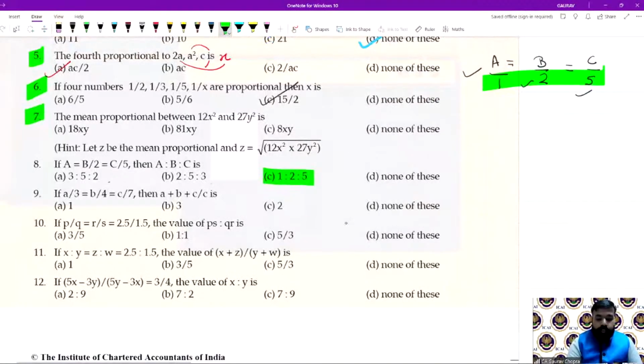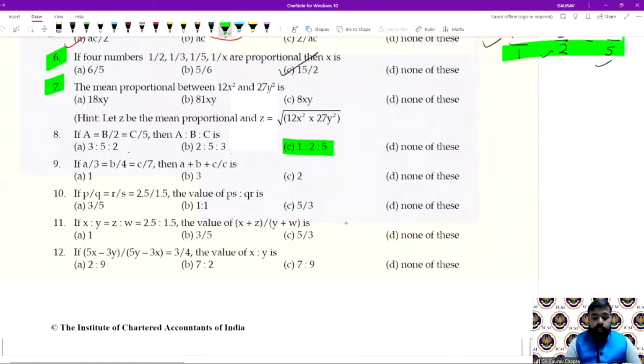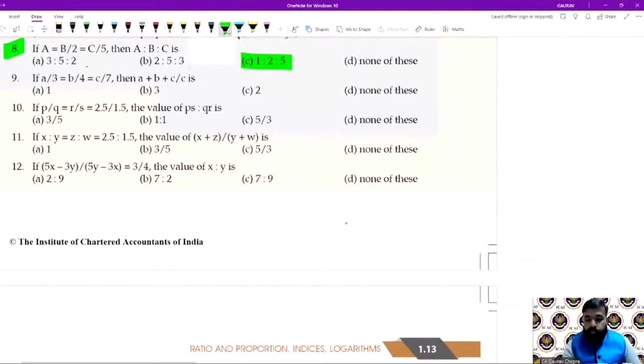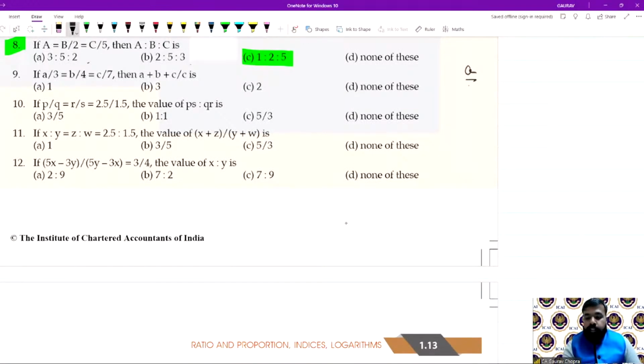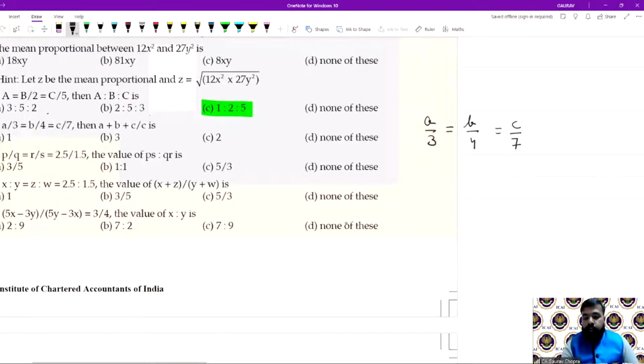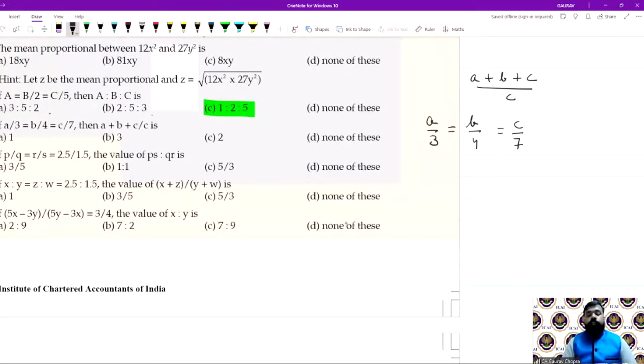Then the ninth one. This type of question we have done in an example also. Now you have to try the ninth one. What is given? A by 3 is equal to B by 4 is equal to C by 7. This is given. And we have to find out the value of A plus B plus C upon C. So this value we have to calculate. Now, how to calculate this value?